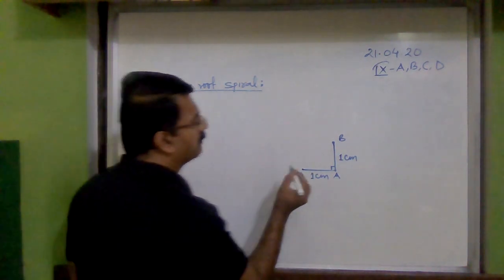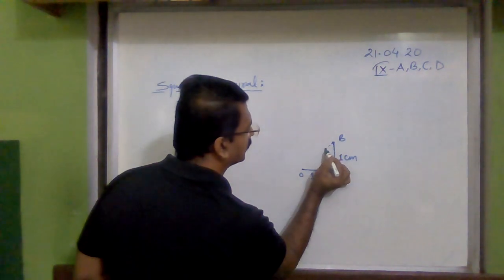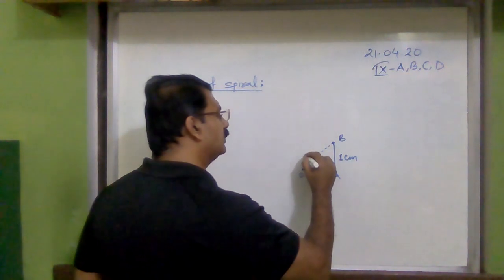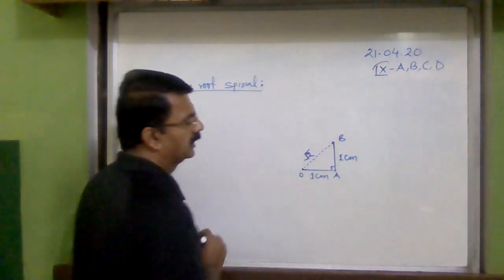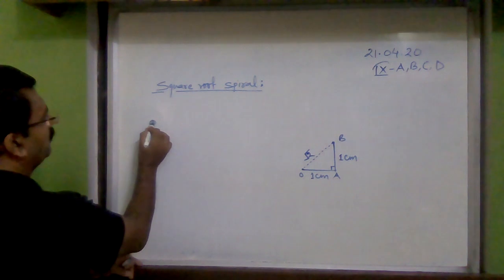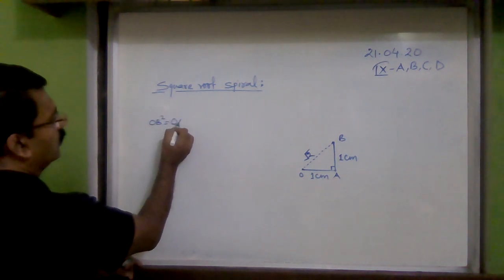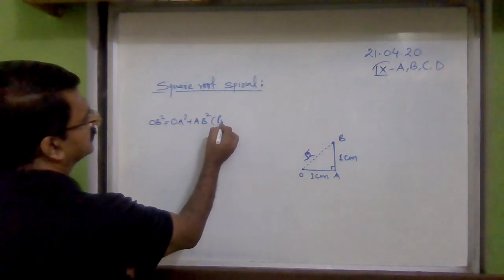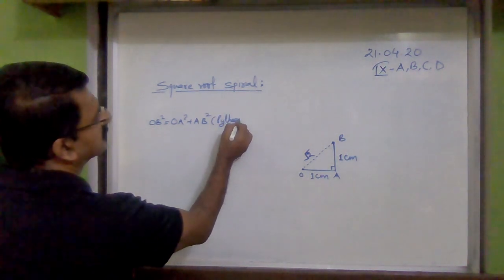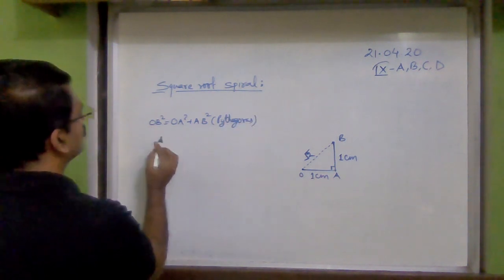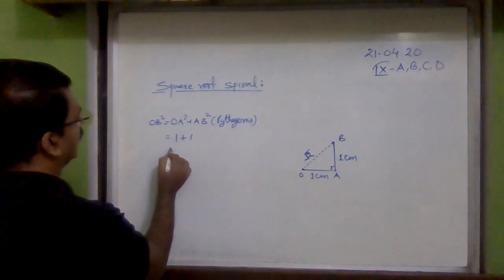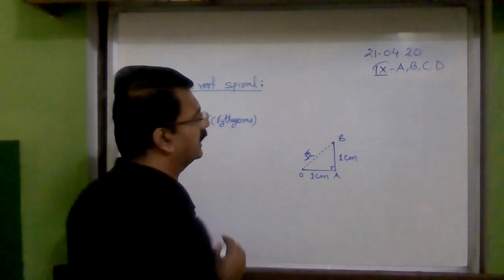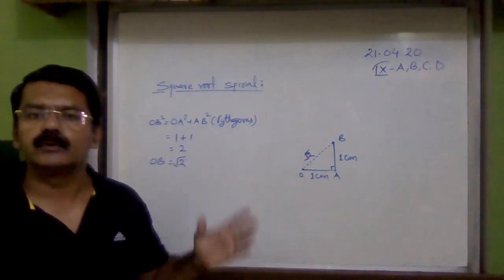Now you know by Pythagoras theorem, this OB will be equal to square root of 2, because OB square is equal to OA square plus AB square by Pythagoras. So this is 1 plus 1, that is 2. So OB will be equal to square root of 2. So the length of OB will be square root of 2.